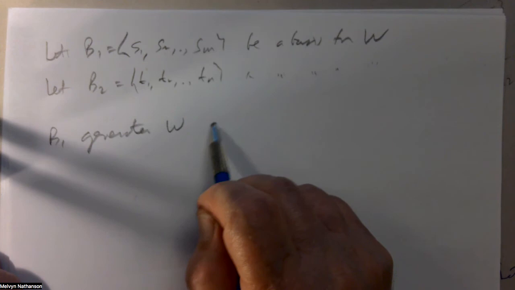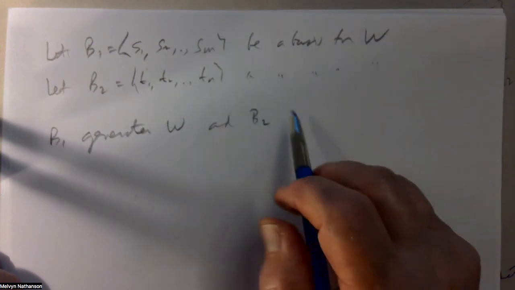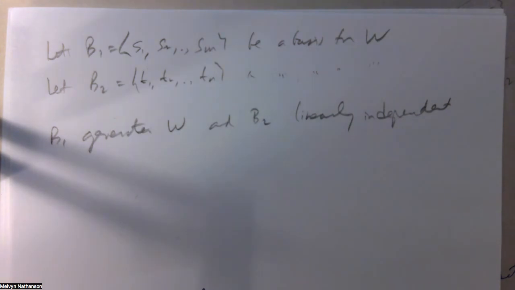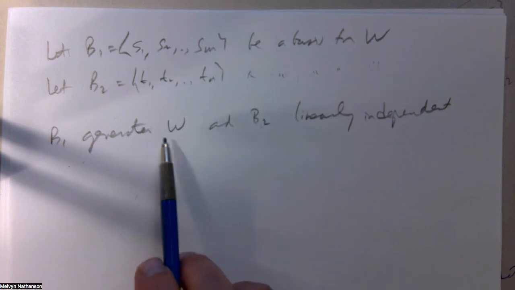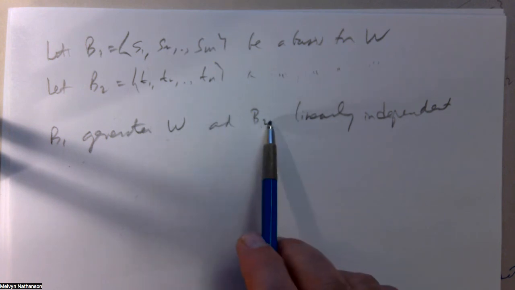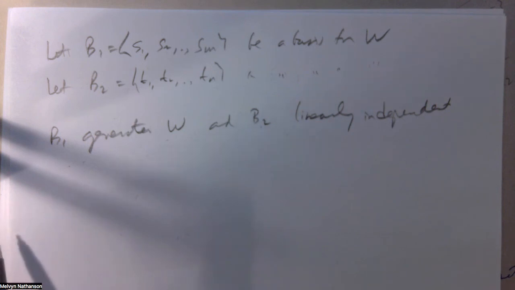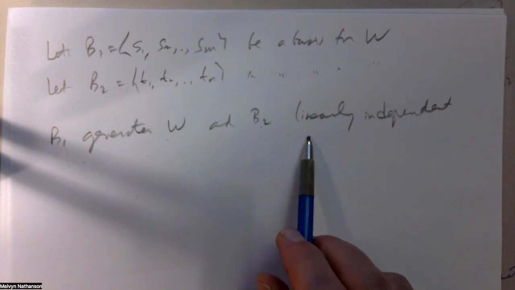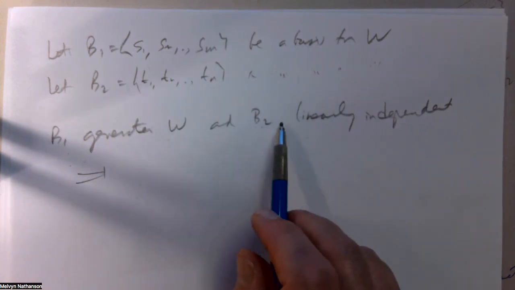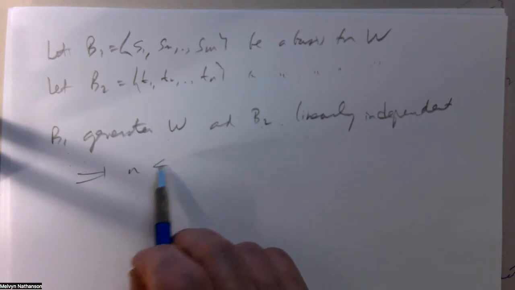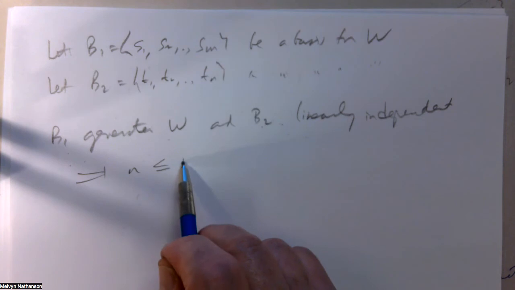generates W, and B2, because it's a basis, is linearly independent. Remember, a basis is a subset of a subspace that has two properties. It generates the subspace, and it's linearly independent. So B1 generates, and B2 is linearly independent. If B2 had more vectors than W, by the theorem, it would be dependent. So B1 generates and B2 linearly independent means the number of vectors in B2, which is n, is at most the number of vectors in B1, which is m.